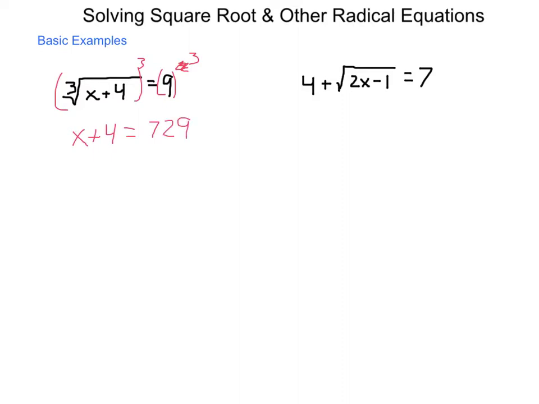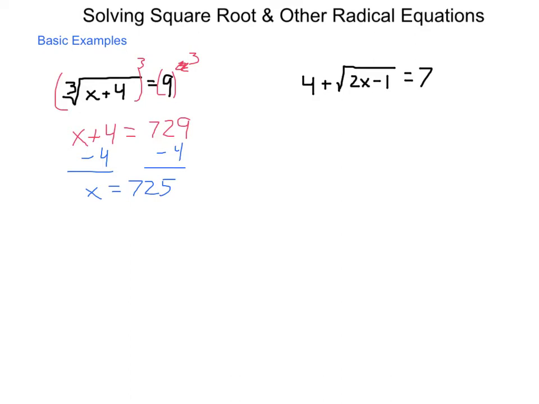Next, I need to solve for the variable. So inside the radicand I had addition. I'm going to subtract 4 from each side. I end up with x equals 725. Now, a good idea is to go back and check our work.